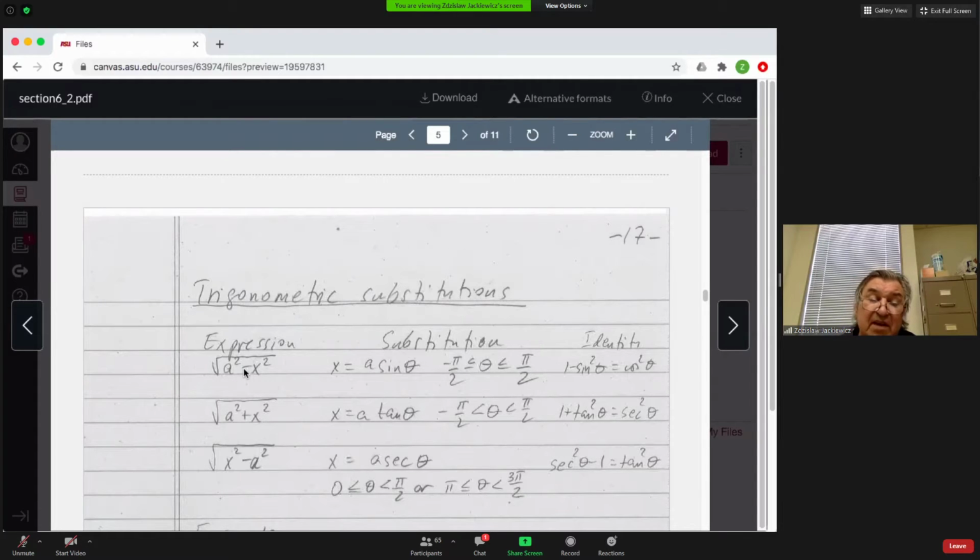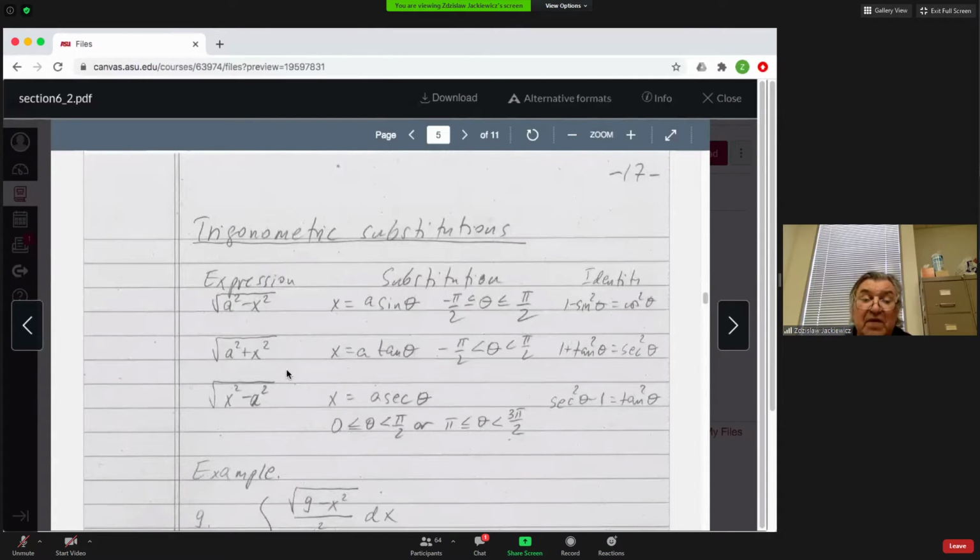So when you have the expression square root of a squared minus x squared, make the substitution for x, that x is a sine theta, where theta is bounded between minus pi over 2 and pi over 2. You will see why we are imposing these conditions when we discuss examples. And as you will see, we will have to use the identity 1 minus sine squared x, of course, is cosine squared x. So that's the identity we will have to use to simplify some integrations.